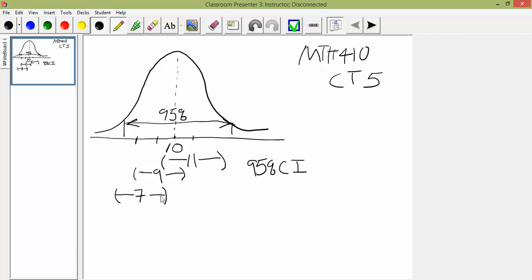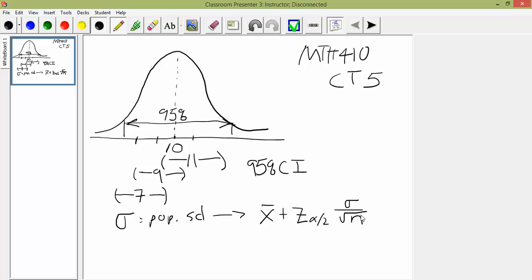Okay, so how do we calculate these confidence intervals? First of all, if we know the population standard deviation, and there's the population standard deviation, if it's known, then we can calculate a confidence interval like this. It's equal to x bar plus or minus the z statistic at alpha over 2 times the population standard deviation divided by the square root of n, the sample size.